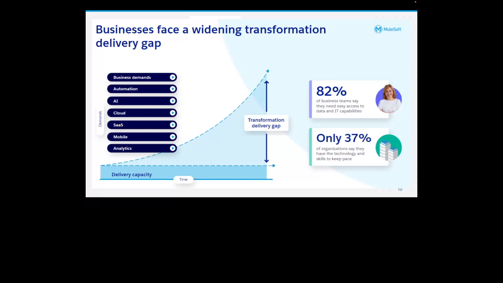In terms of percentage, 82% of business teams say that they need easy access to data and IT capabilities, and only 37% of organizations say that they have the technology and skills to keep pace. But overall, with this kind of model, it increases the burden on central IT as well as the line of business developers, because automating each and every task is on themselves.